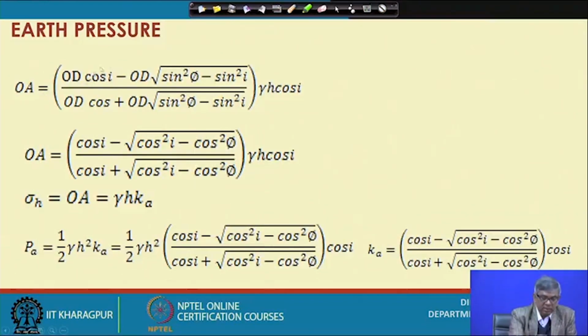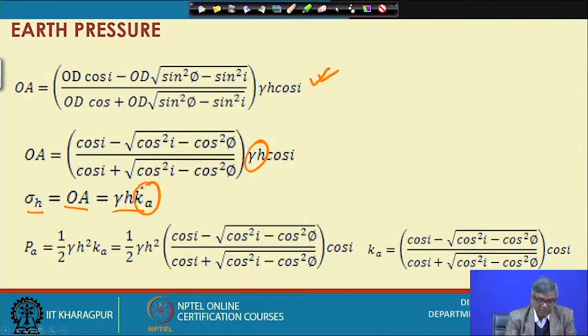So the expression I originally wrote, I can substitute here, and then we get this type of expression. OD gets cancelled everywhere, you can see. So it becomes cos i by cos i, cos square i minus cos square phi, cos square i minus cos square phi, into gamma H cos i. Okay, so this is the expression we are getting. So sigma H, the lateral pressure, equals OA, equals gamma H Ka. So gamma H was there, and then we have multiplied by Ka.